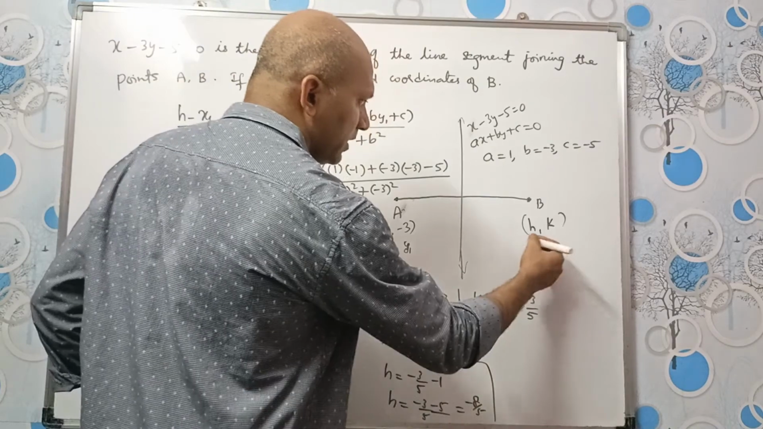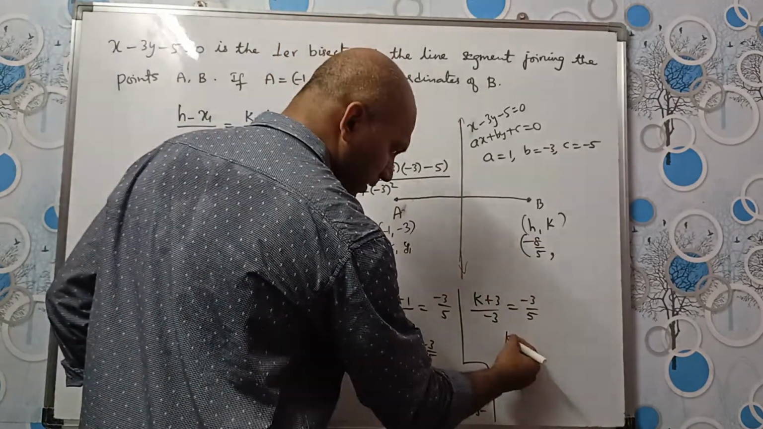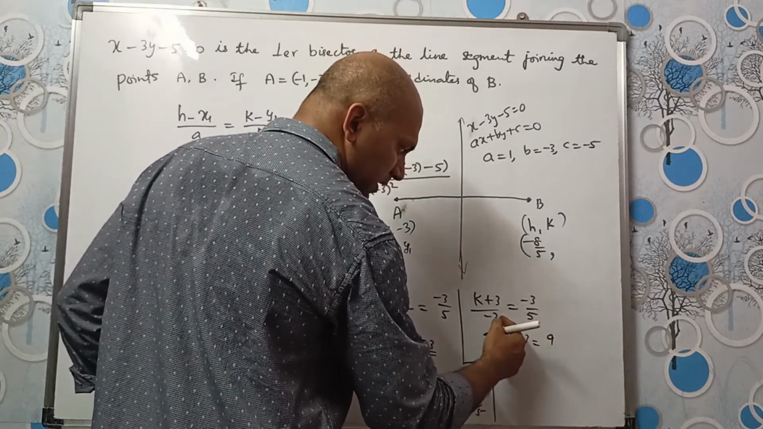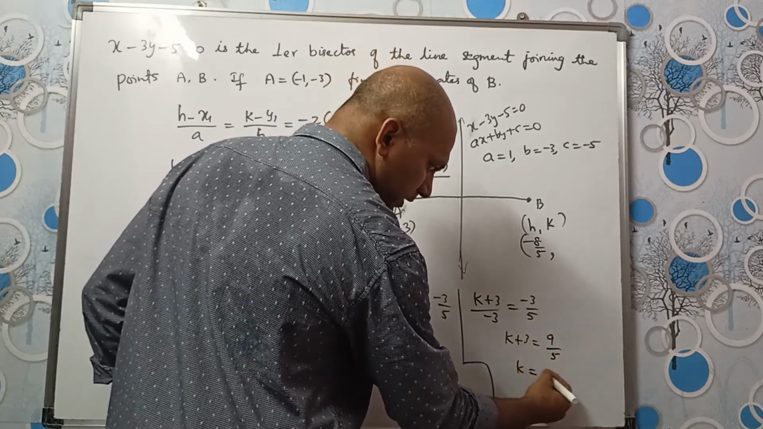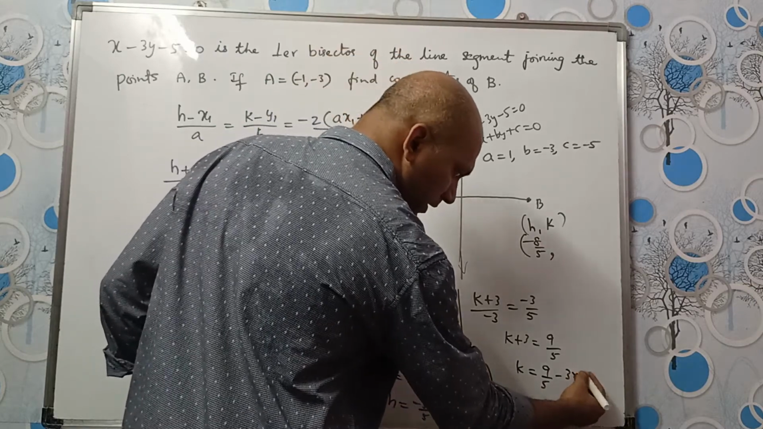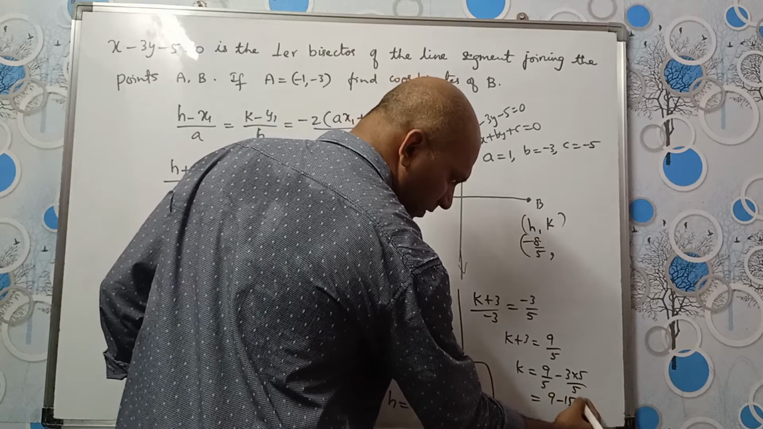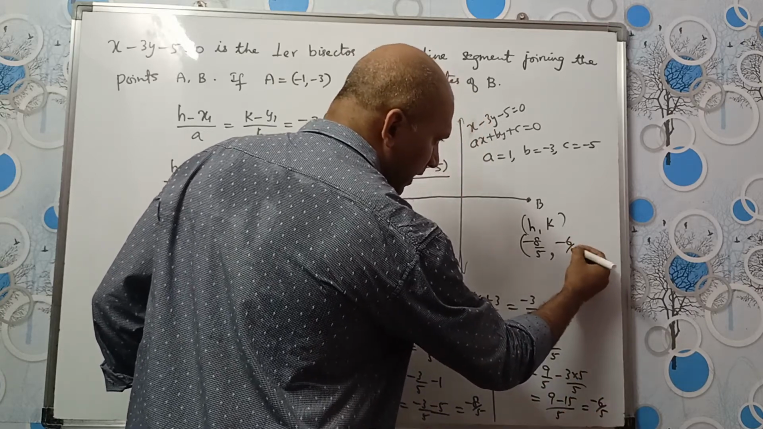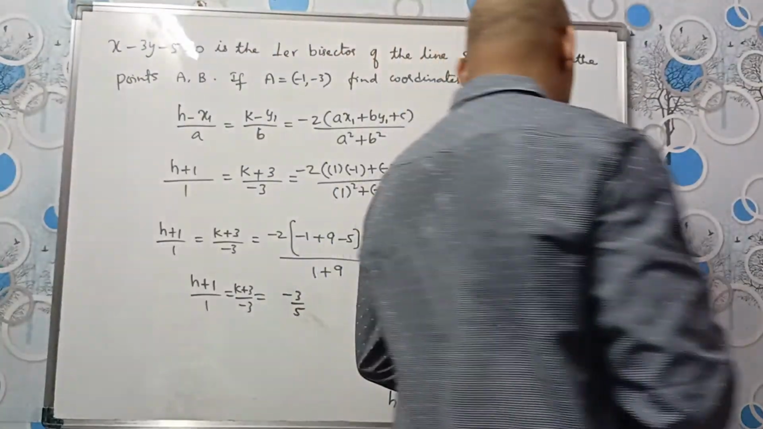What is the value of k? This is minus 8 by 5. Let us find the value of k. k plus 3 is equal to minus 3 goes on the other side, becomes multiplication, right? So minus 3 into minus 3 is plus 9 by 5. 3 goes on the other side, becomes minus, so we can write this as minus 15 by 5. So this is 9 minus 15 by 5, which is minus 6 by 5. k value is minus 6 by 5. I hope this is clear.